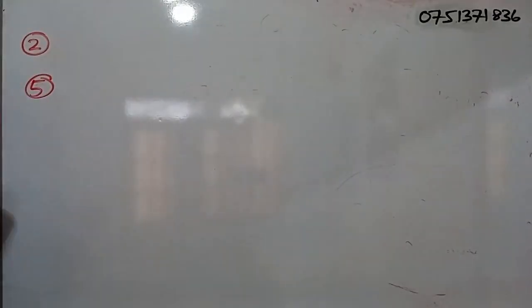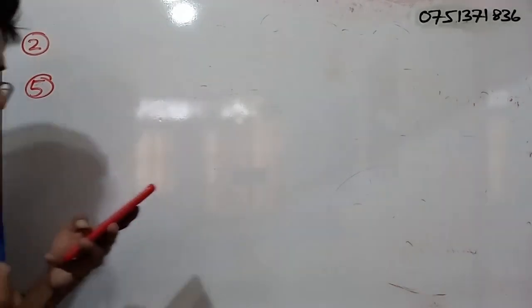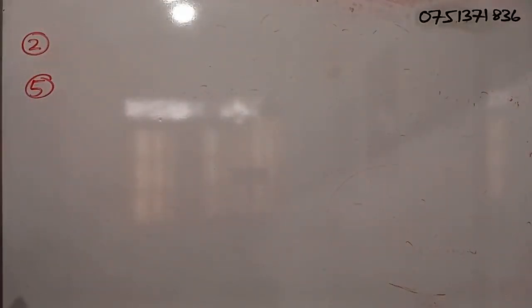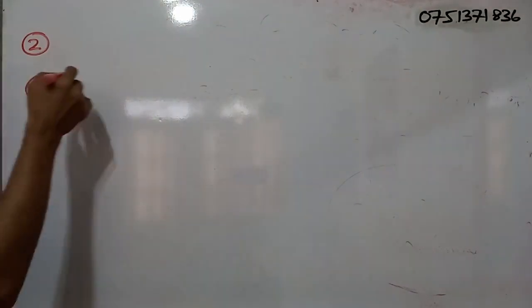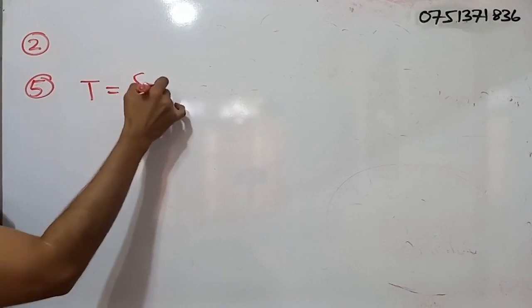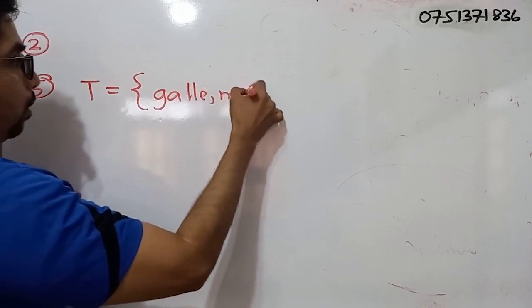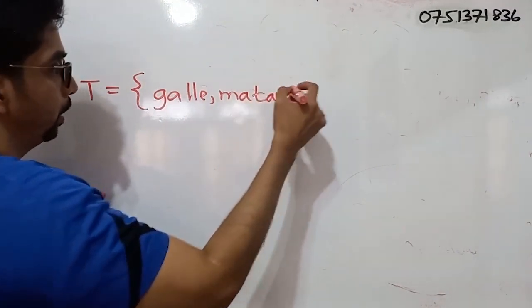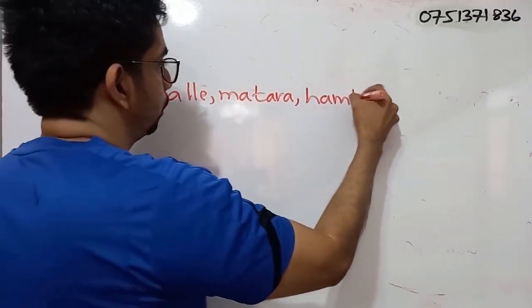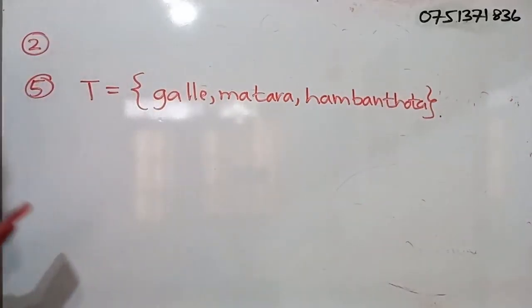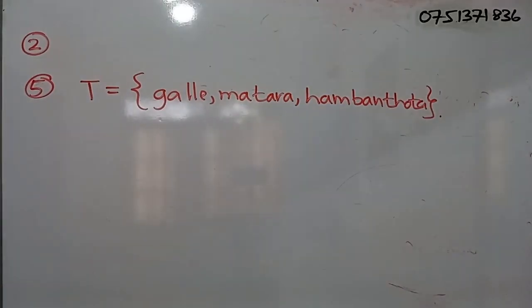Part 5. T equals districts of the southern province. Okay. So what are the districts of southern province? Galle, Matara and Hambantota, right? So what is the name of the set? T. So T equals Galle, Matara and Hambantota. So that is southern province.